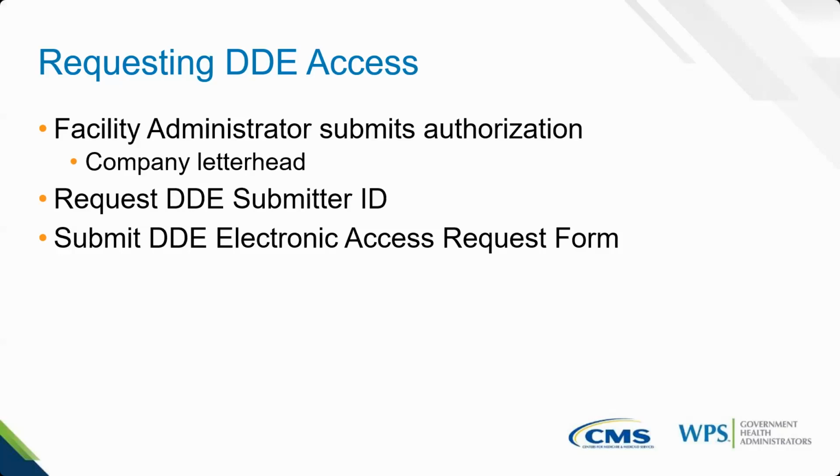The authorized signer will then submit the DDE electronic access request form for individual employees. This form can be found on the WPS-GHA webpage, and a link has been provided on the resource slide. The form will assign users a DDE ID, which will allow them to log into the FISS system.